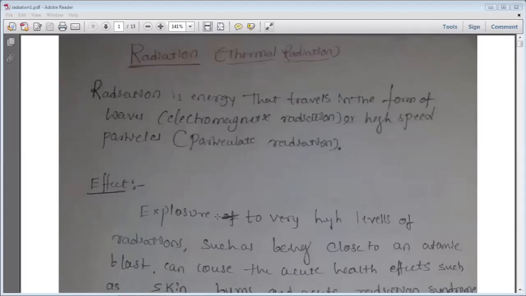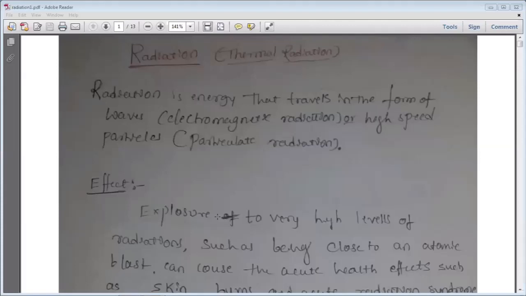High-speed particles, that is called particulate radiation, from any object. Suppose an aluminium metal is there, at room temperature around 300 Kelvin or 30 degrees Celsius. It also has the ability to radiate energy, depending upon the surface temperature of the aluminium. Understand? That is in the form of electromagnetic waves or high-speed particles, and that is called radiation.